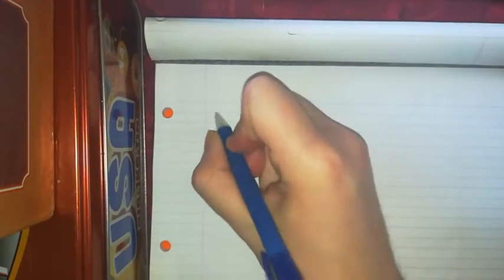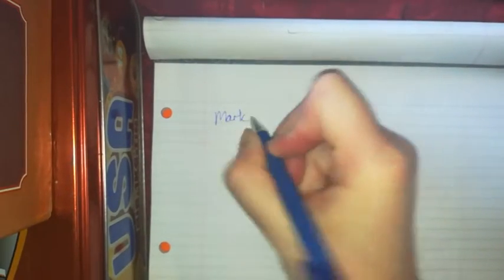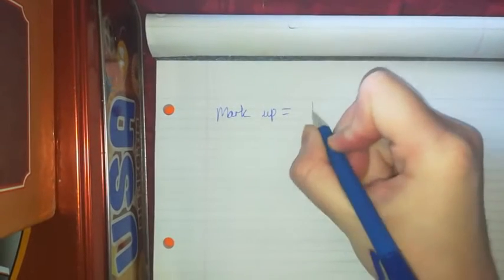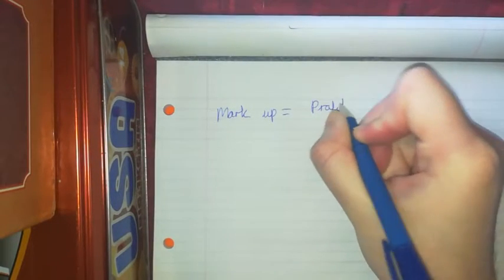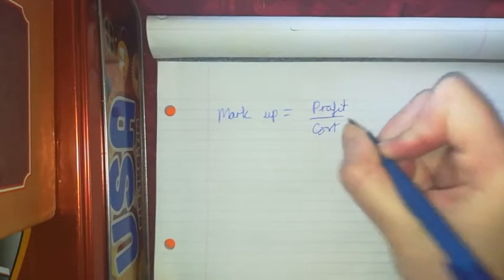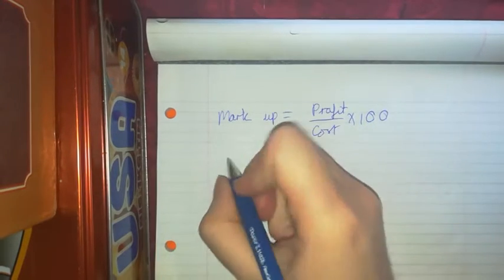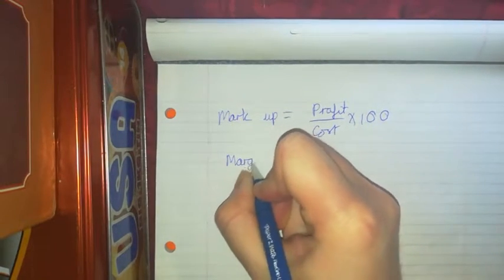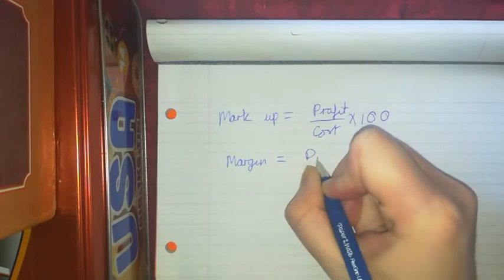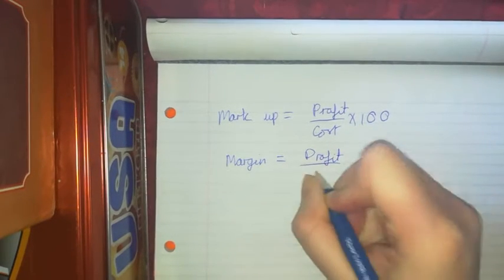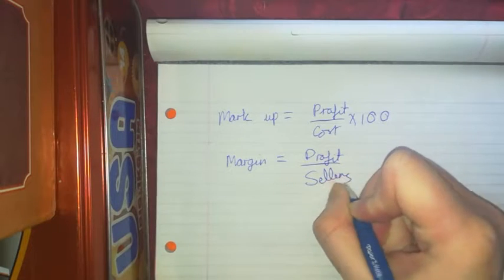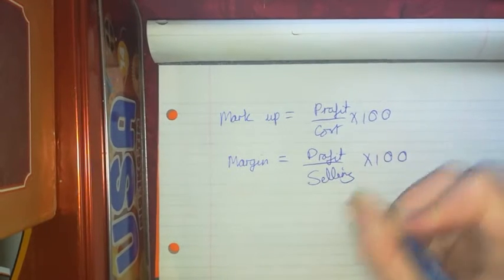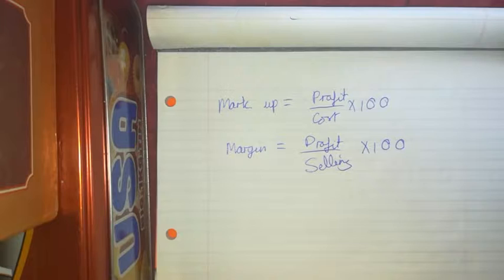The shop also sells runners at a markup of 50%. So now we have different things. I'm just going to write out the equations for markup and margin. So markup is profit over cost by 100, and then the margin is profit over selling by 100. We might use these in a minute.